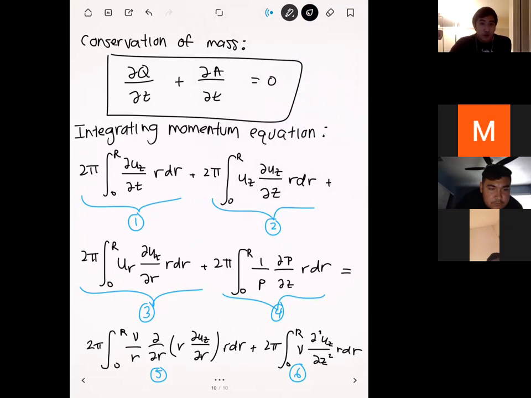Yeah. So for now, just write everything down, and then we'll tackle this term by term. Thankfully, the first two integrals here are fairly simple. And the third one will take a bit of work, but we'll get through it all. All right, so any questions on this? Okay.